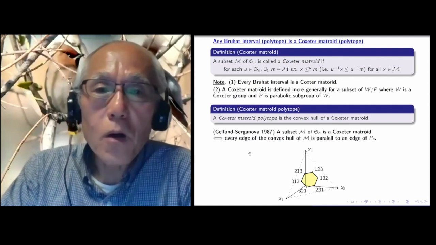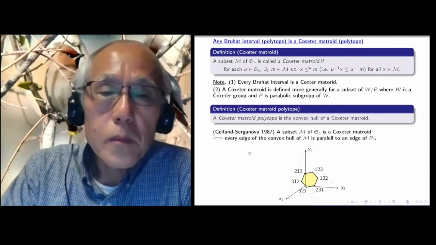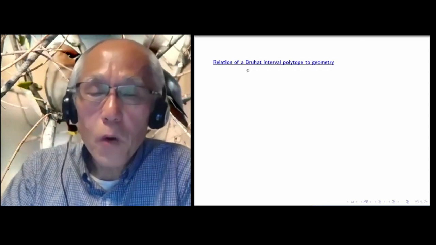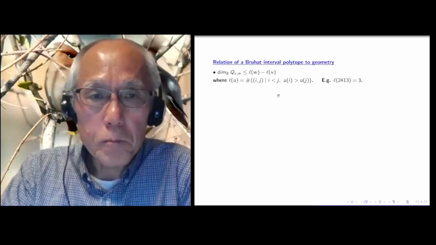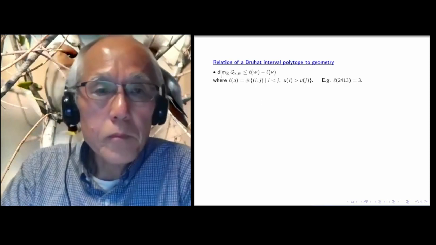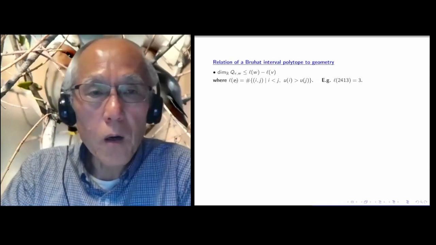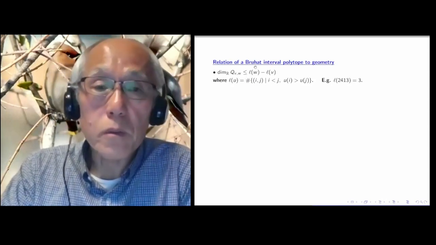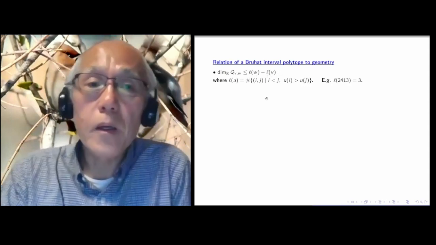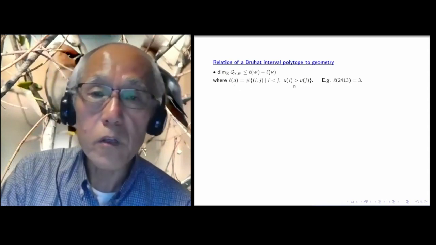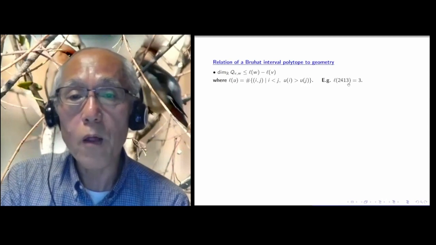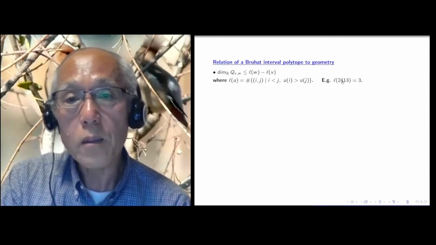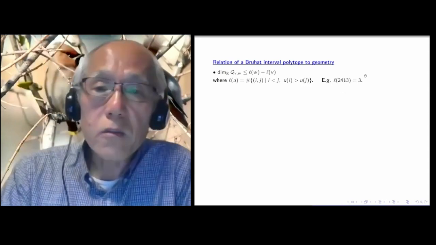So anyway, the Bruhat interval polytope is a Coxeter matroid polytope. It is also related to geometry. First, the real dimension of the Bruhat interval polytope Q_{V,W} is less than or equal to the length of W minus the length of V. The length of a permutation is the number of inversions. For instance, for 2, 4, 1, 3, the inversions are 2,1, 4,1, and 4,3. There are 3 inversions, so the length of this permutation is 3.